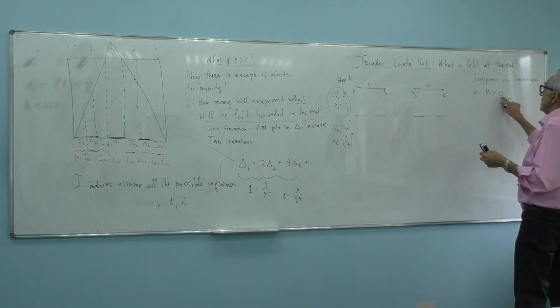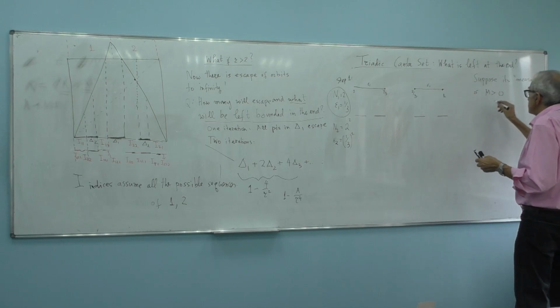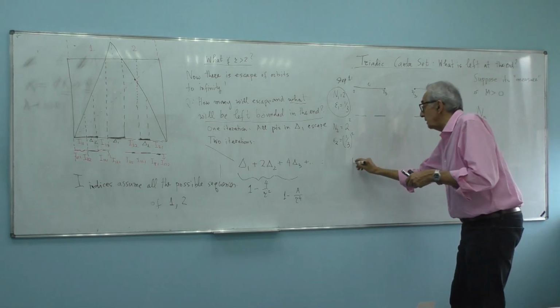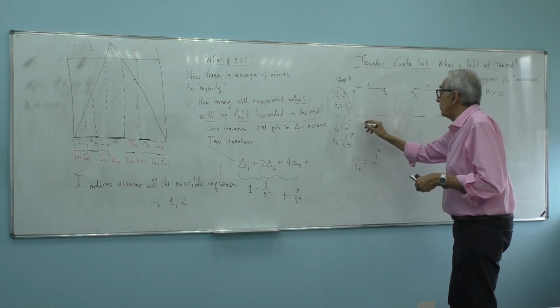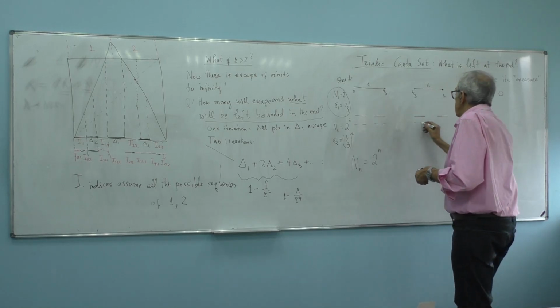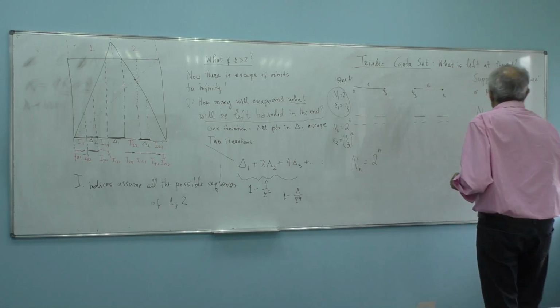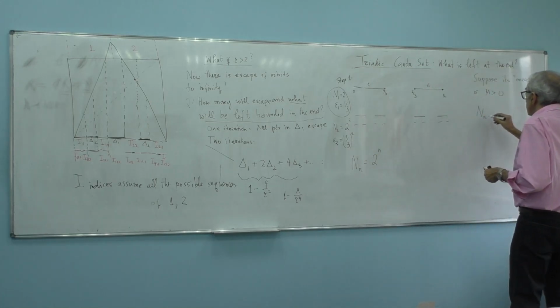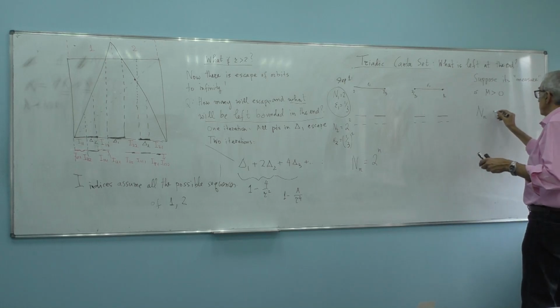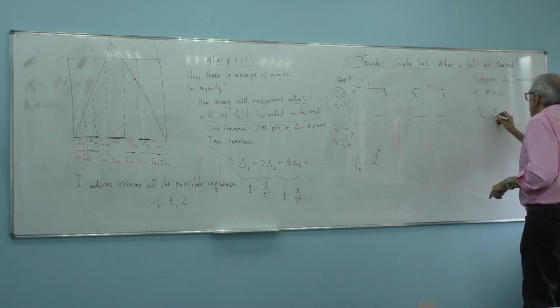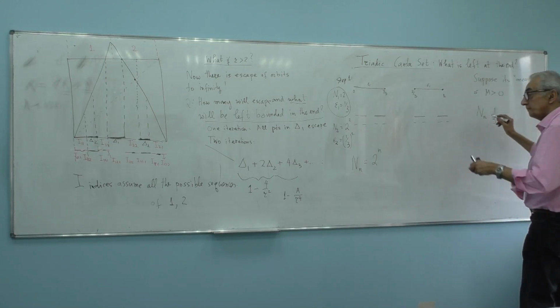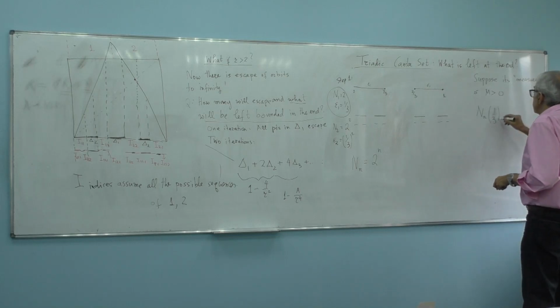But who gives me this m? The m is given by N of n, at the nth step, we have 2 to the n pieces. And what about epsilon? Here, epsilon n. And what is epsilon n? Epsilon n is 1/3 to the what power? Nth. Yeah. But now you see, this comes the question of the dimension.